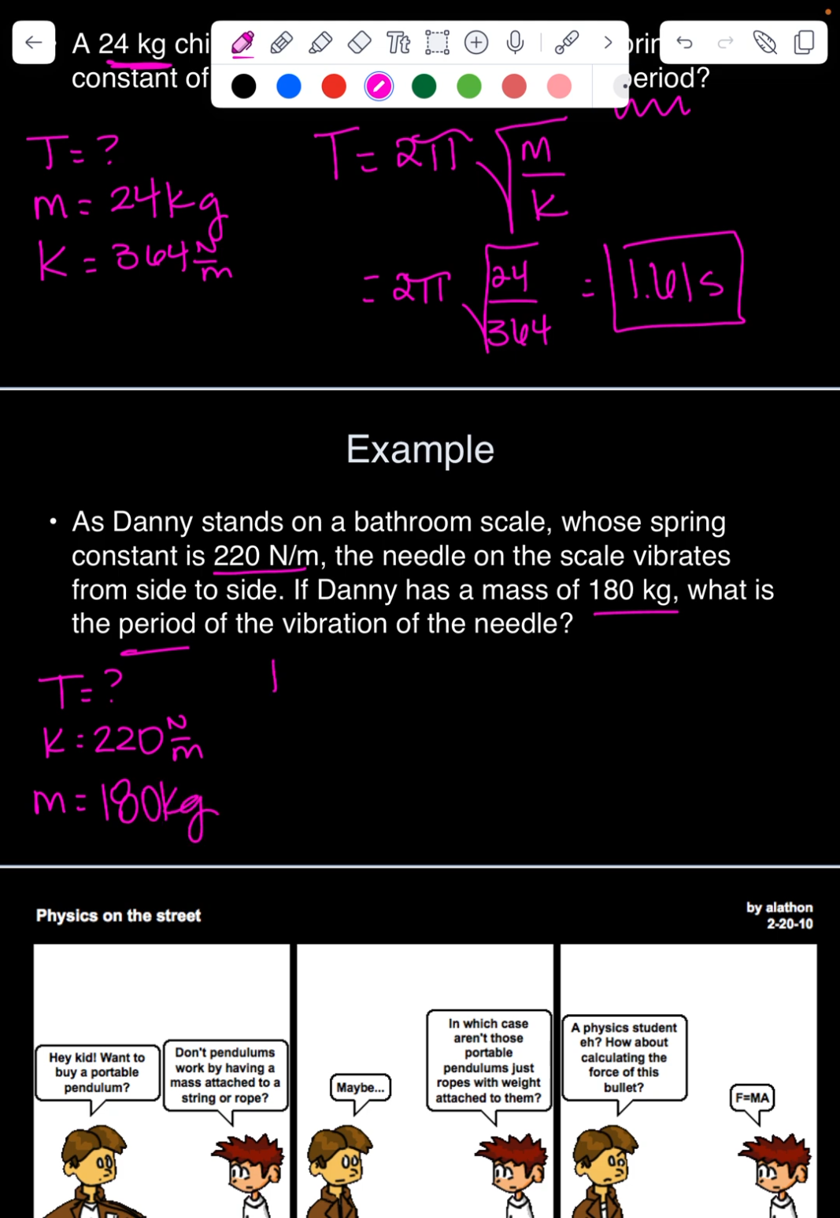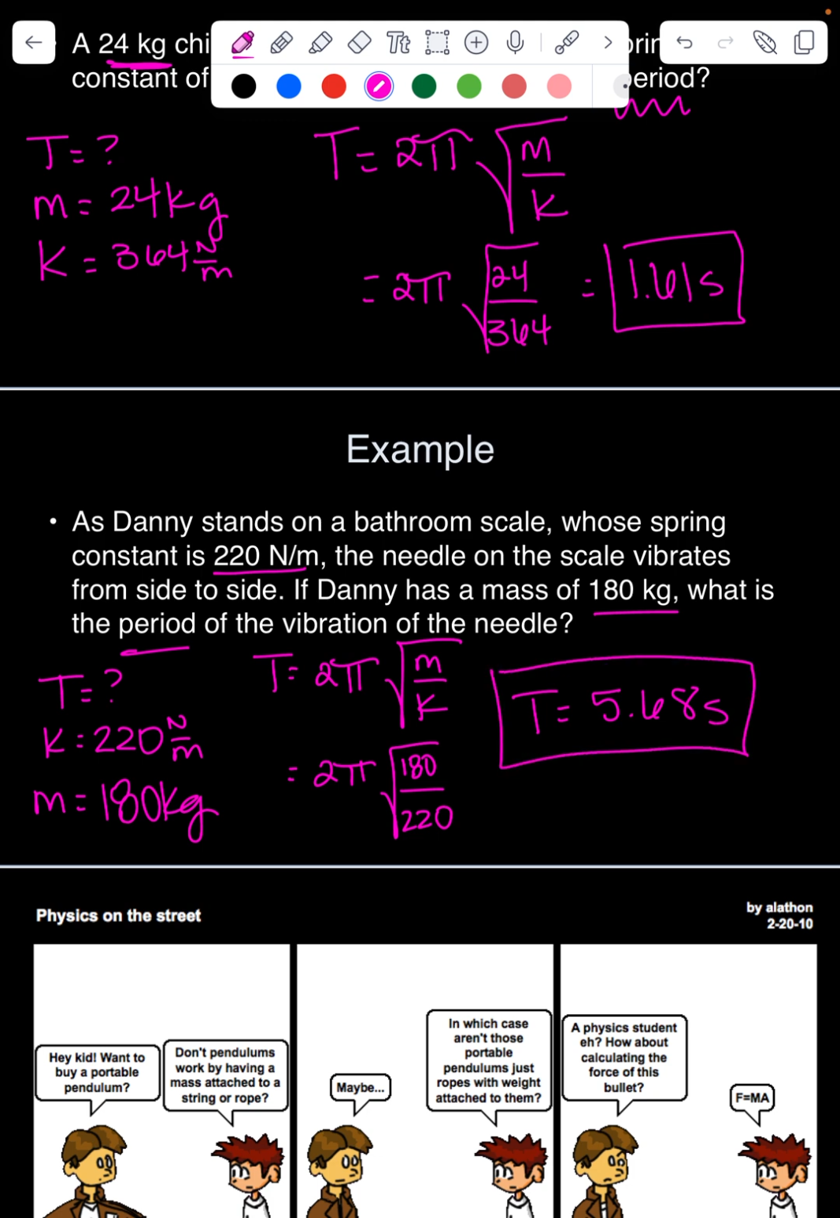Once again, because we are solving for period, we do not have to rearrange. However, you do need to know how to rearrange these. If you need help with that, you need to come see me. But we are just going to plug in our numbers. That's the square root of 180 divided by 220. Plug that into your calculator and you should get a period of 5.68 seconds. That means this completes one cycle every 5.68 seconds.